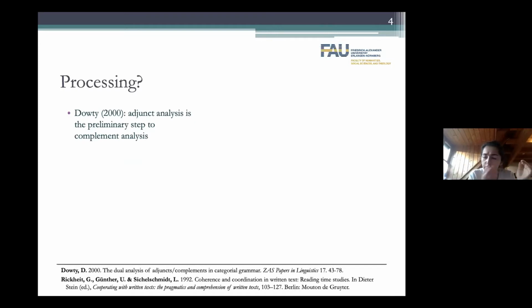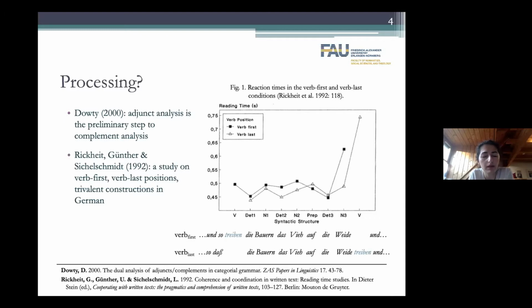But if we move away from the operational distinction and turn to real language use, how valid is the psychological distinction? What happens in the mind? Does this predictability result in advantages in processing for the complements? As far as the evidence in the literature is concerned, it's really limited. Going back to Dowty, if what he claims is true and the adjunct kind of analysis is indeed the preliminary step, then it would be logical to assume that adjuncts will be processed faster than complements.